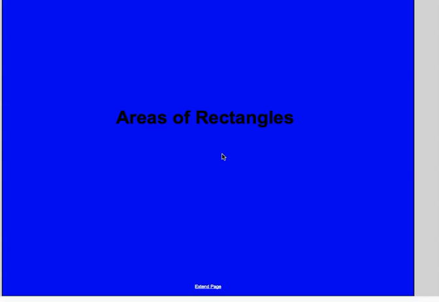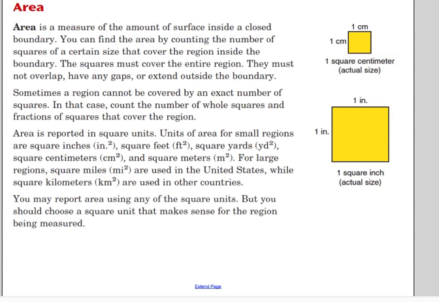Video for Assignment 66, Math Lesson 9.4, Areas of Rectangles. In the math message, you were asked to read page 188 of the student reference book. And on this page, it talked about area and what is area. What do we mean when we're talking about area?